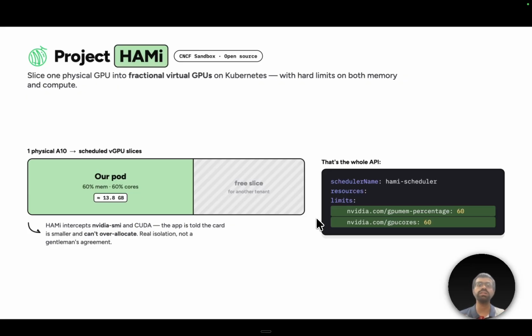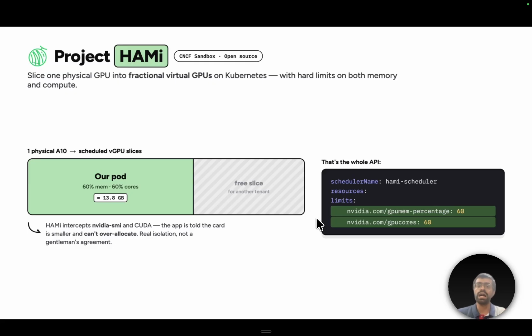The way you use it is beautifully simple. Instead of asking for nvidia.com/gpu 1, the whole card, you add two extra resource limits to your pod spec. Number one is nvidia.com/gpumem-percentage, which is 60, so you cap the container to 60% of the card's VRAM. And nvidia.com/gpucores 60, which basically caps it to 60% of the compute cores.